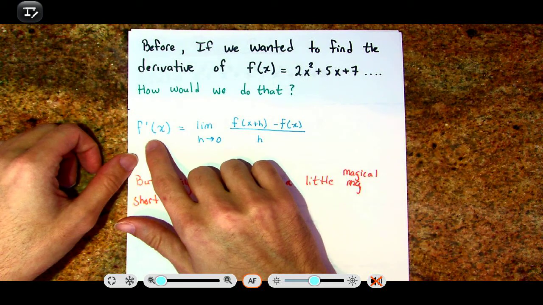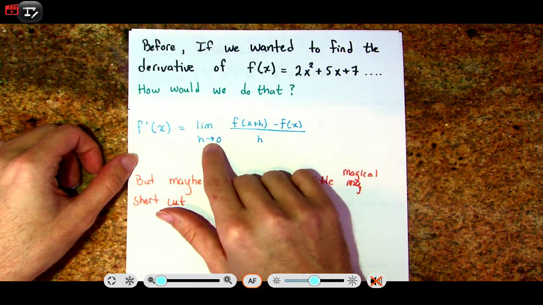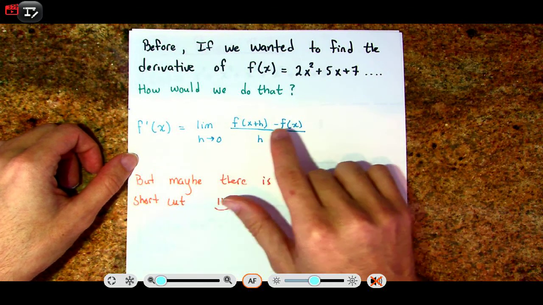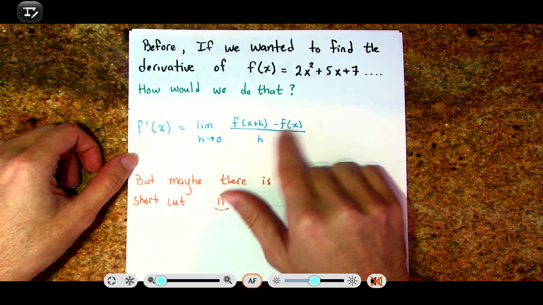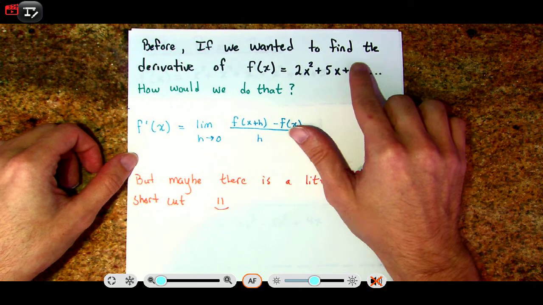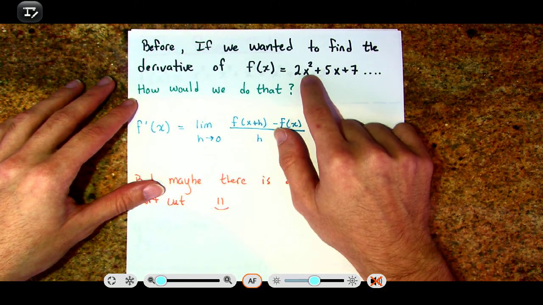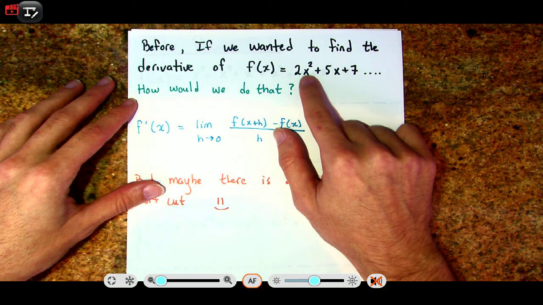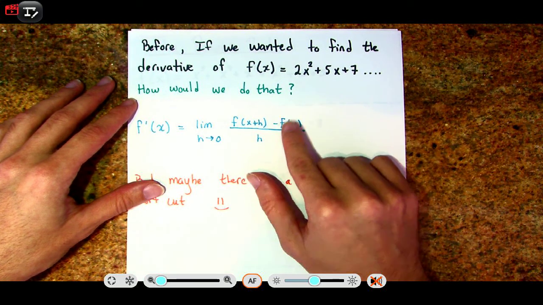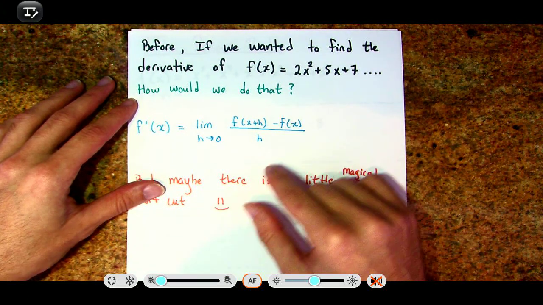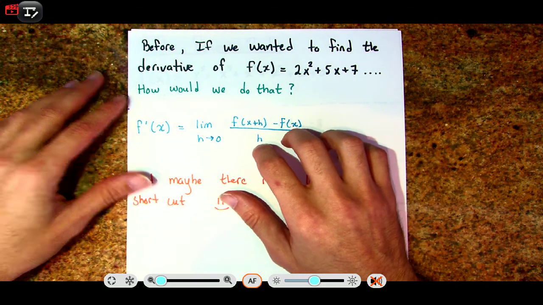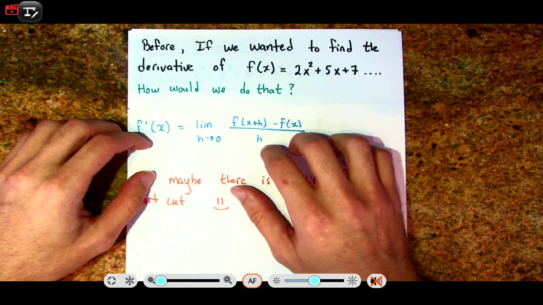So f prime of x is equal to the limit as h approaches 0 of f of x plus h minus f of x over h. And we had to go through that whole process of plugging in x plus h for x here and here, and going through that process, factoring out the h. That was in the previous video, and we've practiced a few questions like that, right?